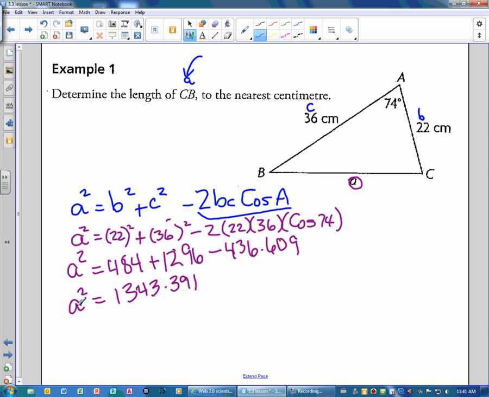We want A. A is being squared. We have A squared equals this. To find A by itself, you will square root both sides. So take the square root of 1343.391. And because it asked for the nearest centimeter, I have 36.65. Because it says to the nearest centimeter, I would say 37. So A is 37 centimeters.